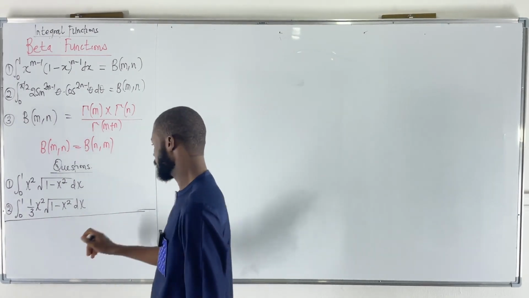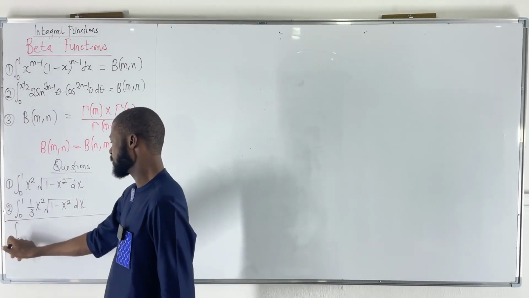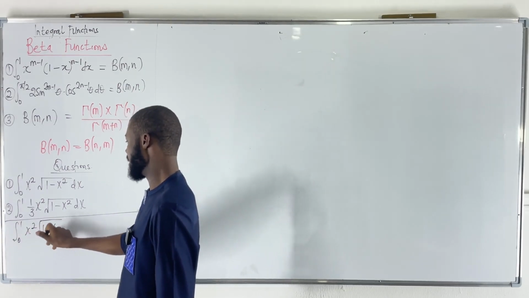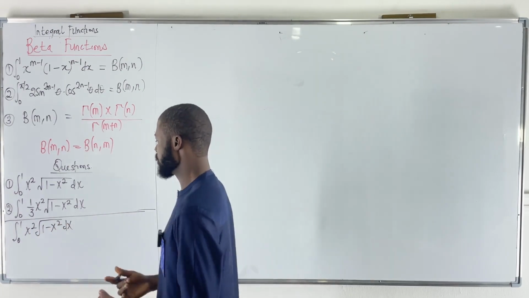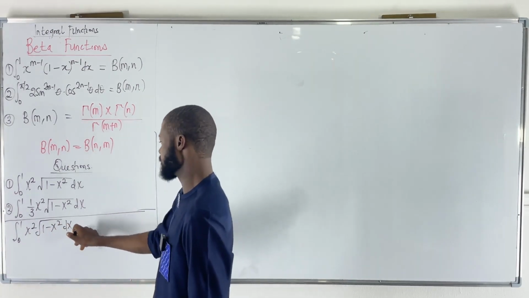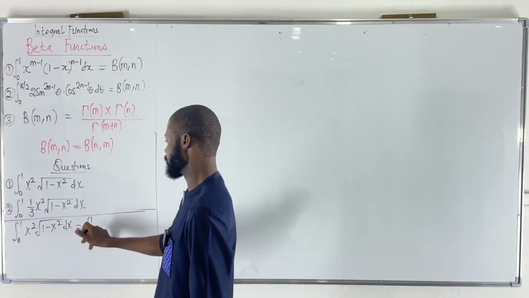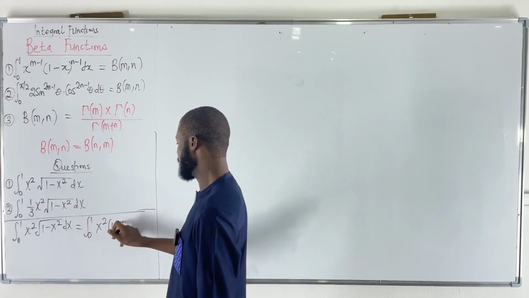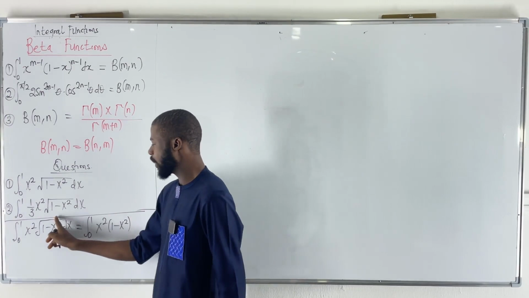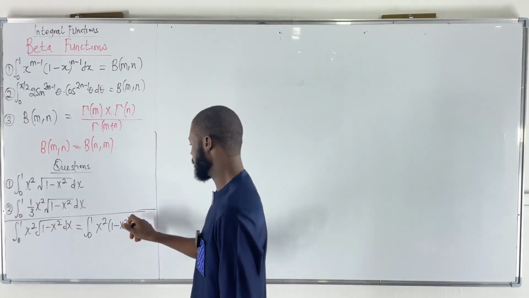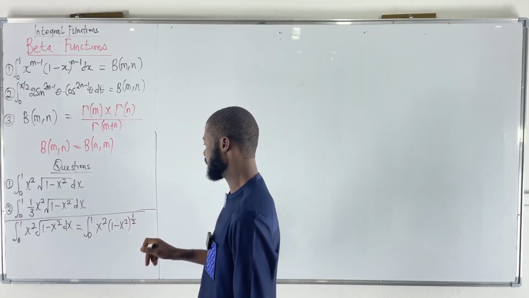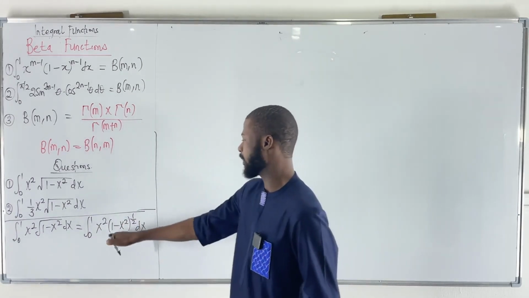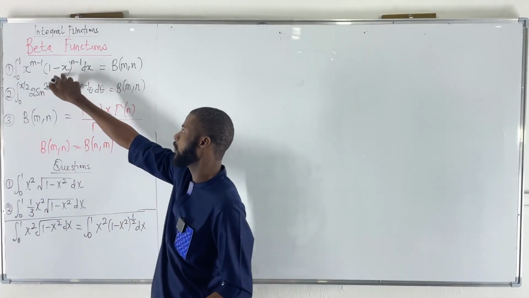So the first one says the integral from 0 to 1, x squared, square root of 1 minus x squared dx. So the first thing we can do is to say this is the integral from 0 to 1, x squared, then 1 minus x squared. This square root actually means the power is raised to the half, dx. So you can see that it's beginning to look kind of like this 1 minus x.